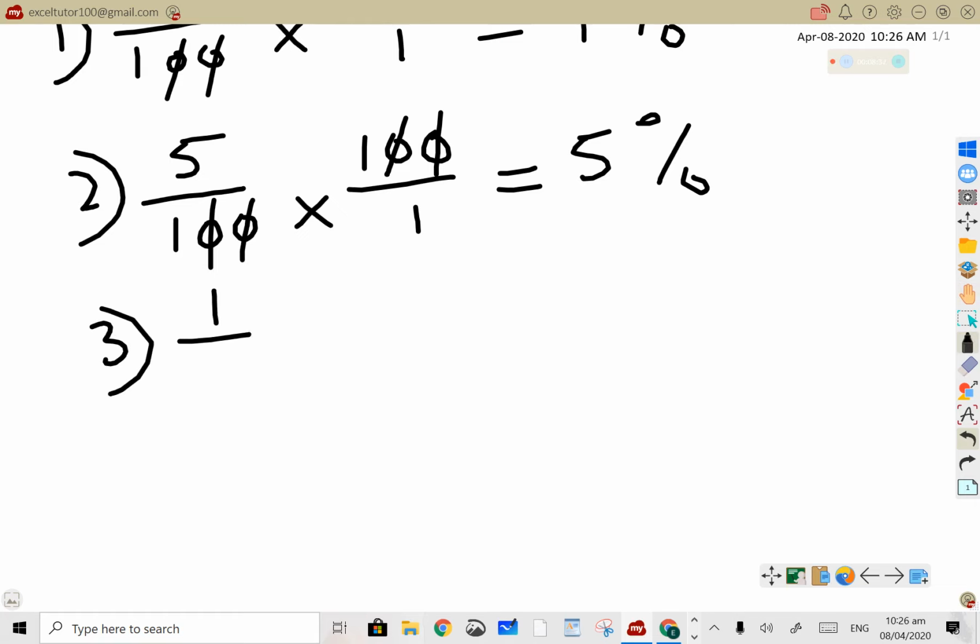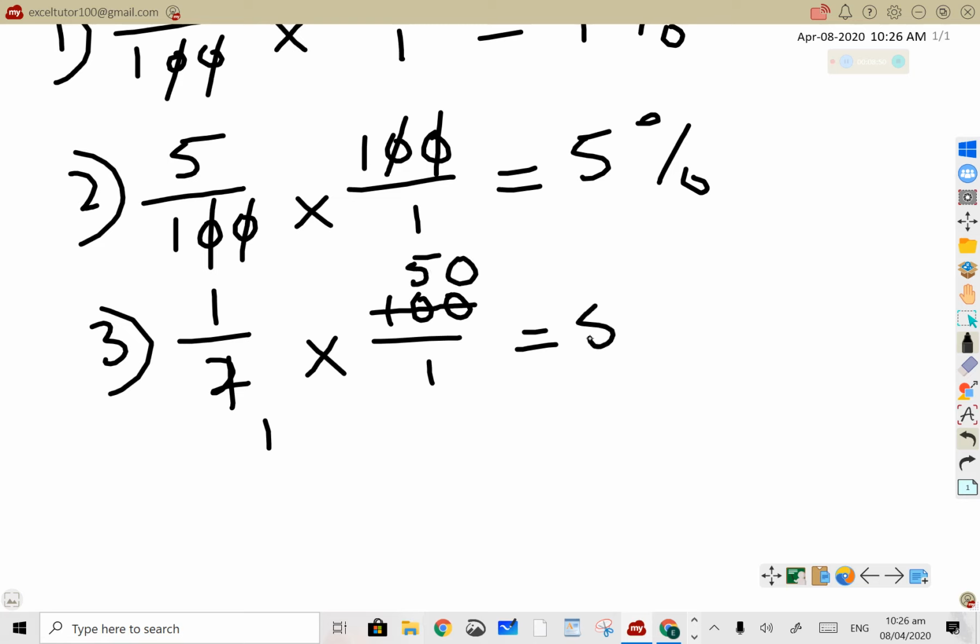If we have a fraction like a half, we have to multiply by 100 over 1. So 2 into 2 is 1, and 2 into 10 is 5, and 2 into 0 is 0. So our answer will be 50%.